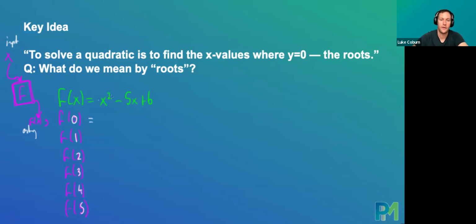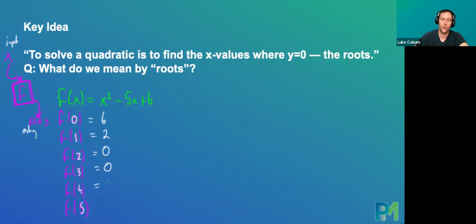So this would mean put in 0. So 0 squared minus 5 times 0 plus 6. This is 6. 1 squared minus 5 times 1. Well, that's 1 minus 5 is minus 4, plus 6 is equal to 2. That's 2 squared minus, that's 4 minus 10 plus 6. That's equal to 0. Then we have 3 squared, which is 9, minus 15 plus 6. 9 plus 6 is 15. 15 minus 15 is 0. I'm just doing this fast just to get this point made.